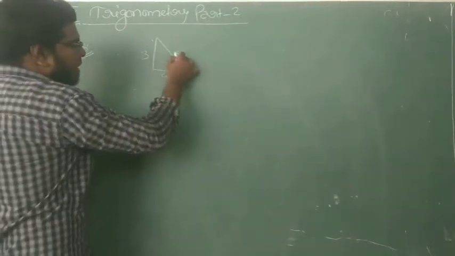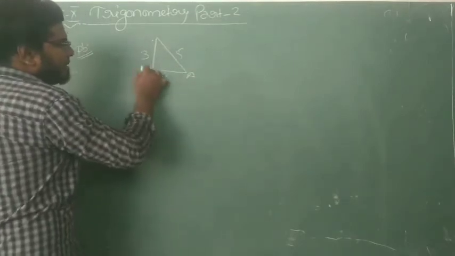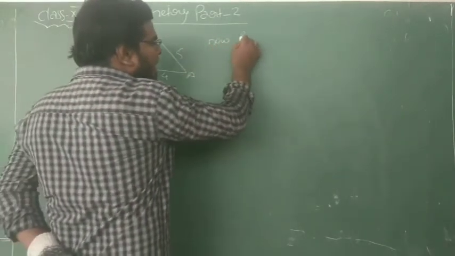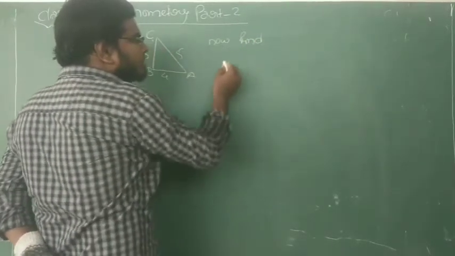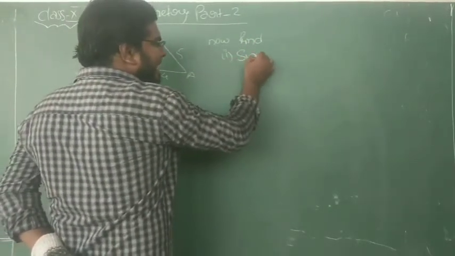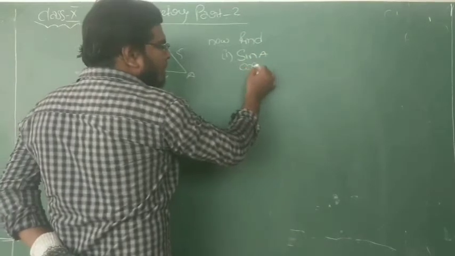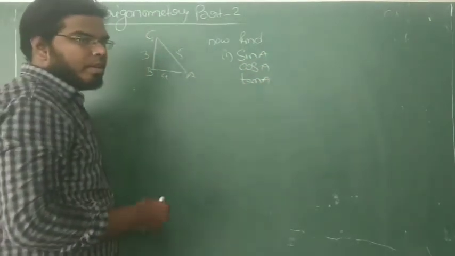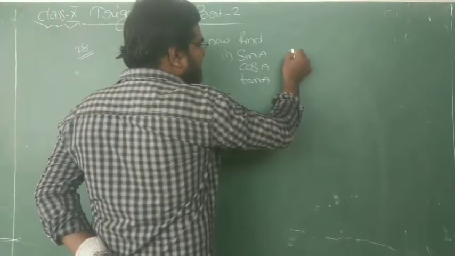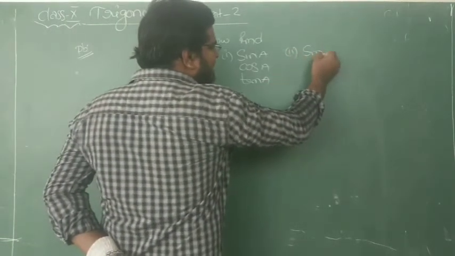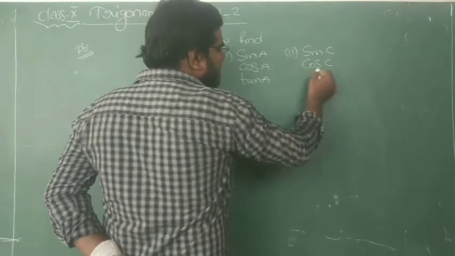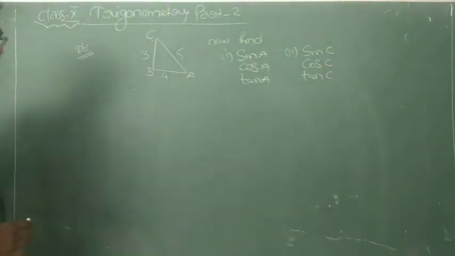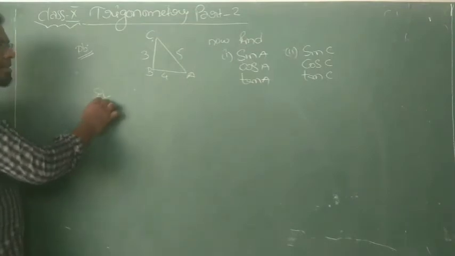3, 4, 5. This is A, this is B, and this is C. Now find sin A, cos A, tan A. Next, second question: sin C, cos C, tan C. We have to find these two. Now the solution is started here.